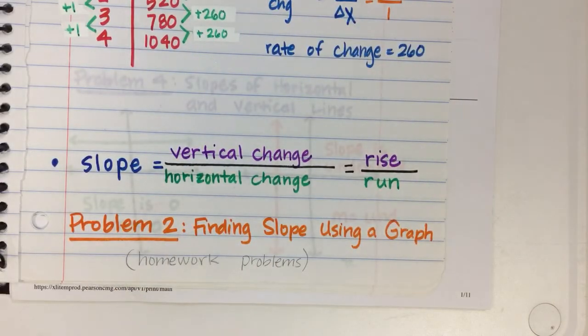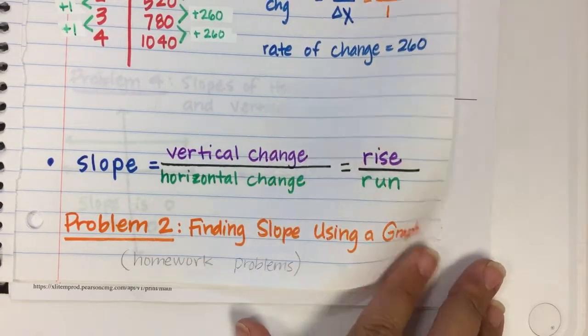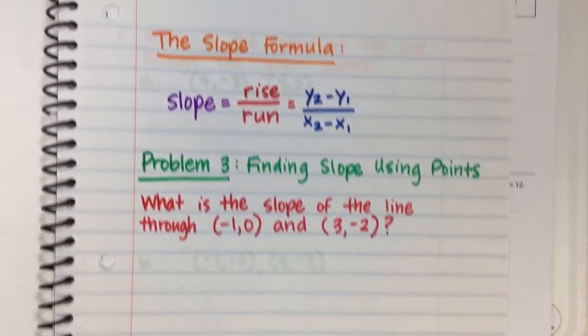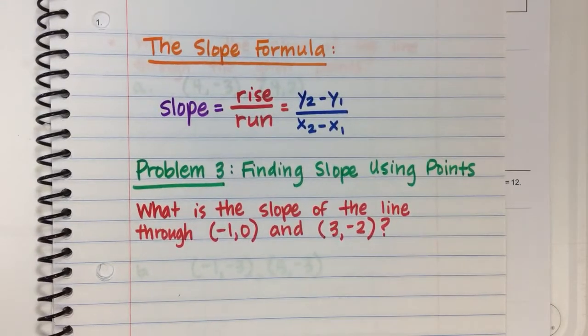All right, so that's how you find slope using a graph. All right, the slope formula: slope is equal to rise over run, which is equal to y2 minus y1 over x2 minus x1, the change in y over the change in x.